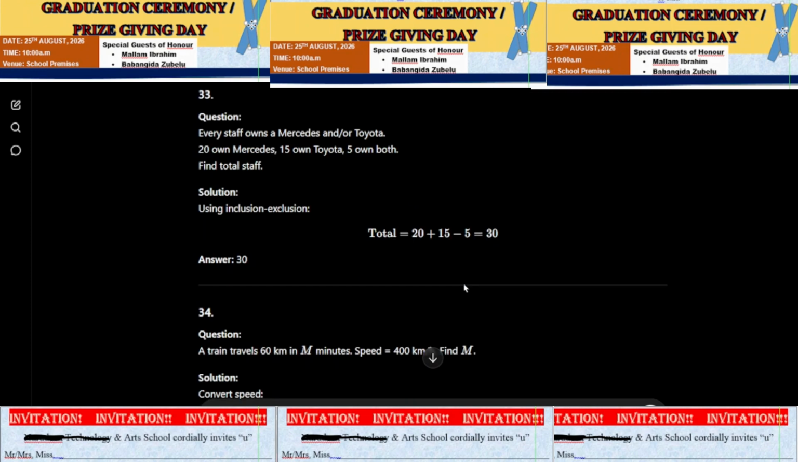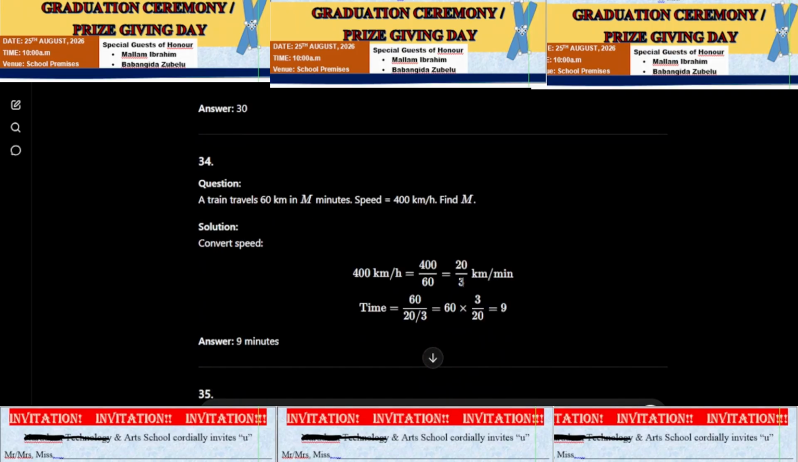Every staff owns a Mercedes and/or Toyota. 20 own Mercedes, 15 own Toyota, 5 own both, with 5 total staff. Okay, so that means those who own both is a subtraction. So what we are going to do is say the people that have different cars minus those that own both. Here we have 20 plus 15 minus the 5, and 20 plus 15 is 35, minus 5, which is 30.